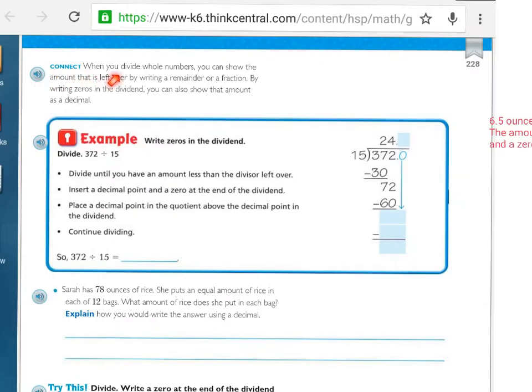So let's connect again. When you divide whole numbers, you can show the amount that is left over by writing the remainder or the fraction.